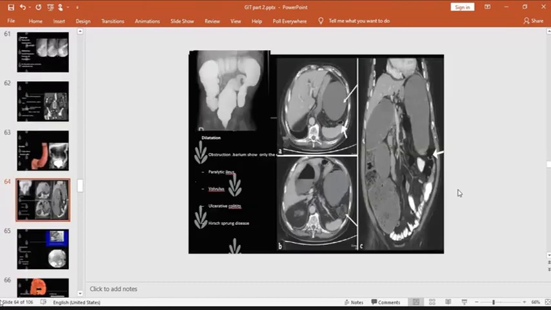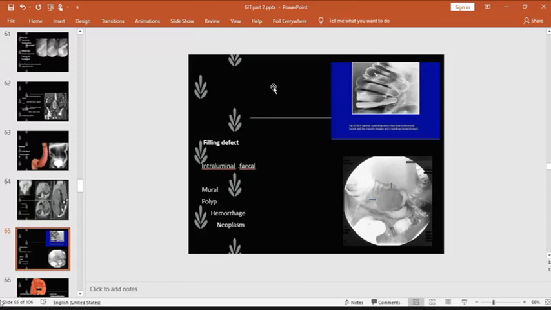Dilatation may also occur in the large bowel proximal to an obstruction, a severely dilated segment of bowel. This is a cross-section with dilated bowel. Filling defect as a result of an intraluminal lesion or a lesion related to the wall. If you look at a large filling defect, it indicates a polyp.